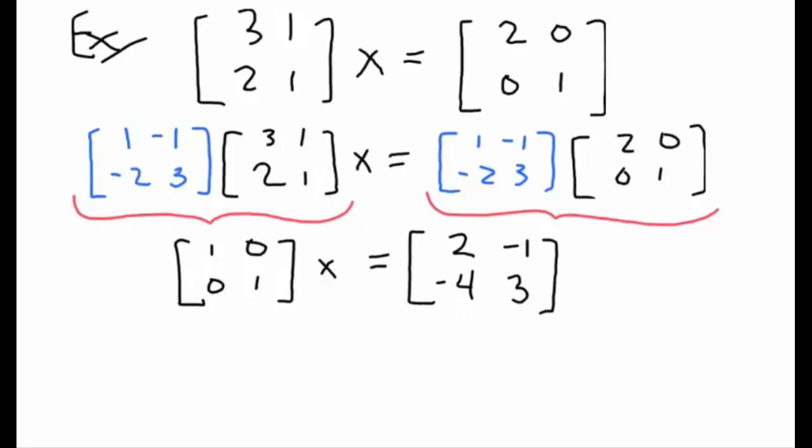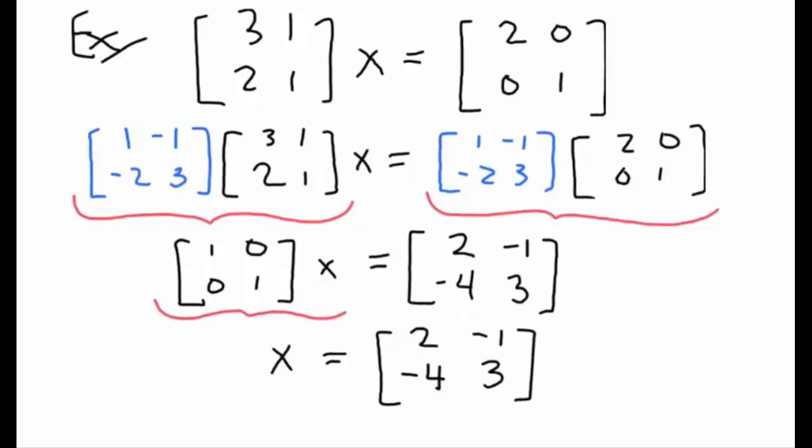And the final step is we know that the identity matrix times any matrix is going to equal itself, and this allows us to isolate for X. So X must be equal to this 2x2 matrix here.